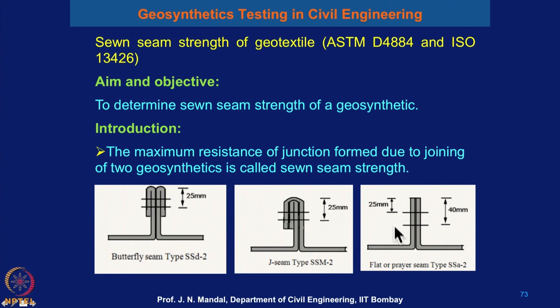And this is another type of joining which is called flat or pair seam type, this is SSA2. So, here also there are 25 and 45 millimeter. So, what I will recommend is that the butterfly system is recommended for the joining.